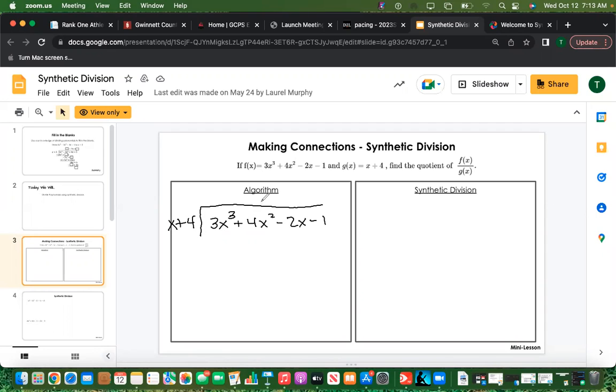So we're going to ask ourselves, what times x would give us 3x to the third? And that would be 3x to the second. We're going to take 3x to the second and multiply by everything on the outside. And so that's going to give us 3x to the third plus 12x squared. We're going to change our sign and draw our line. So we're going to subtract. These will cancel. 4 minus 12 will give us negative 8x squared. And then we'll bring down the next term.